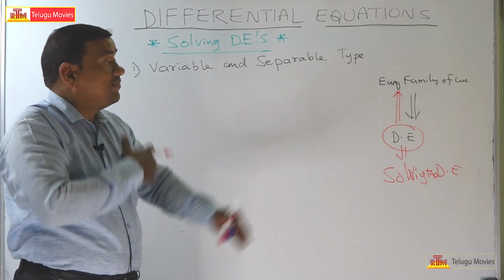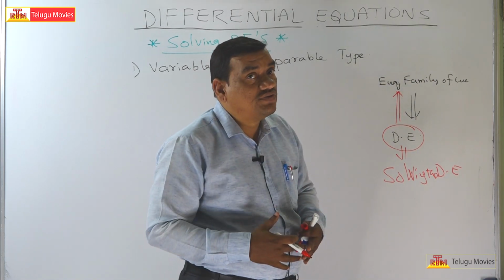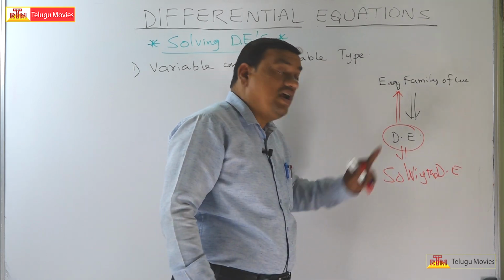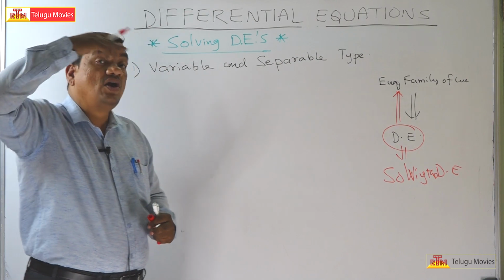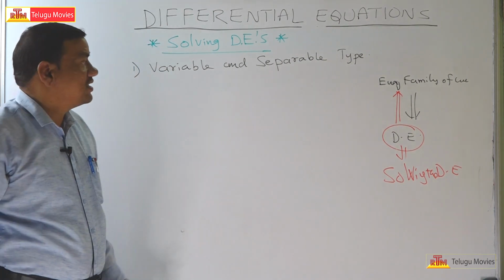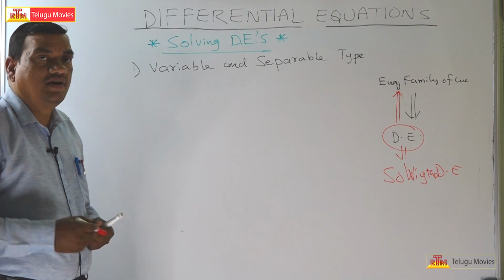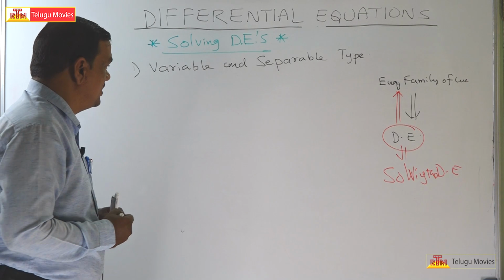So if the equation of the family of curves is given, finding the differential equation is a somewhat easy method. There is one and only one method. But if the differential equation is given and you want to find the equation of the family of curves, there are different methods. One of the methods is the variable separable type. Let me explain this in some detail.